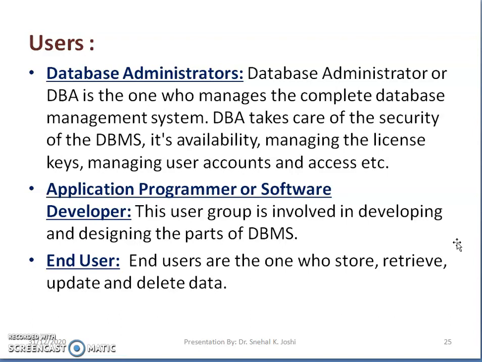So these are important aspects of the database management system, and the final one is the user. Users are an important component of the database management system, and you can divide users into three categories. The first category is database administrator, second is application programmer or software developer, and third is the end user. The first one, database administrators or DBA as popularly known, is the one who manages the complete database management system. DBA takes care of the security of the database management system, its availability, managing the license keys, managing user accounts and access controls, etc.